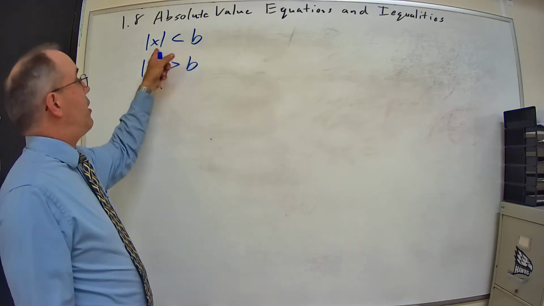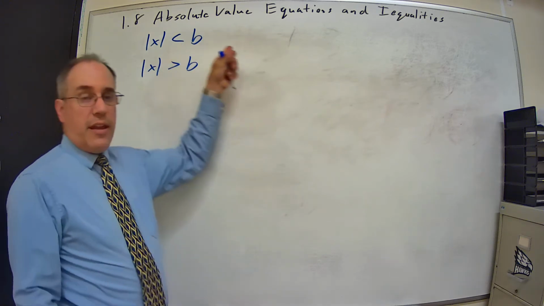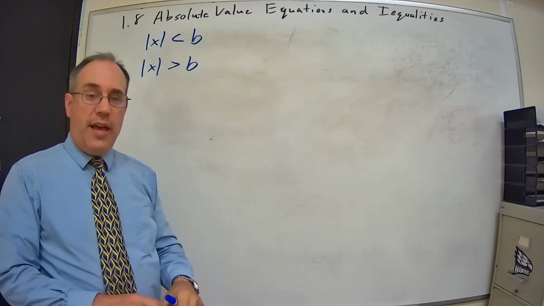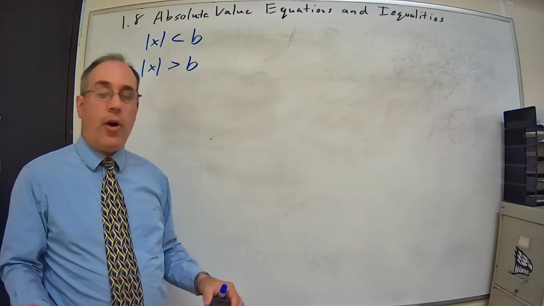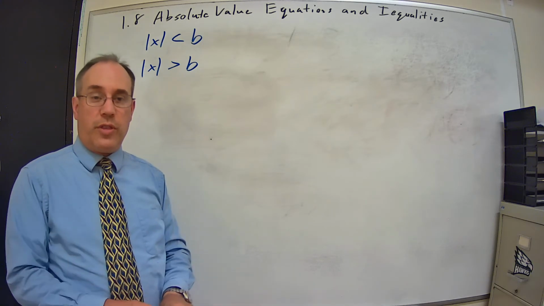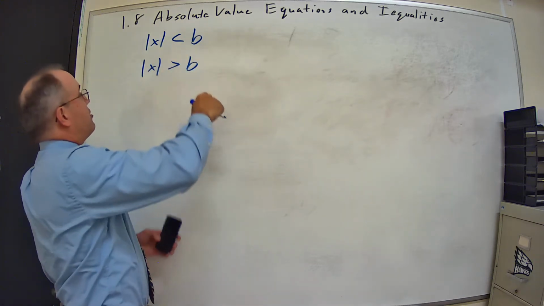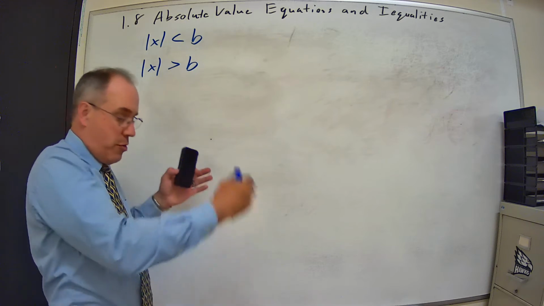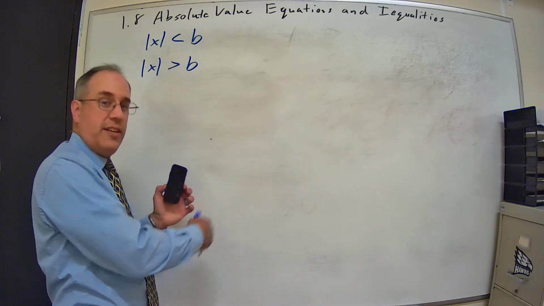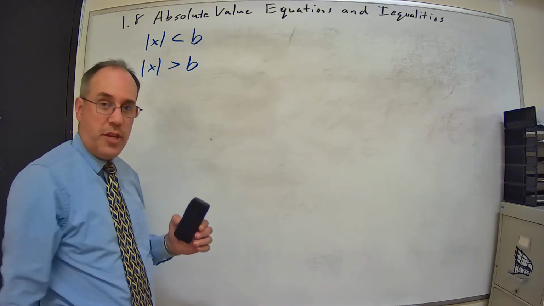If you're dealing with less than, then you're going to turn this into a three-part inequality. If you remember when we were dealing with inequalities, it's a three-part inequality, because x is going to be somewhere between the lower end, negative b, and the upper end, positive b.